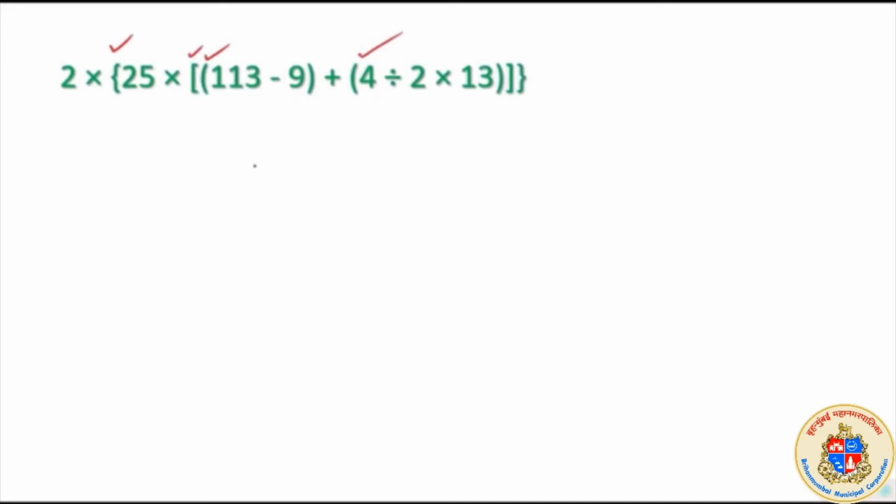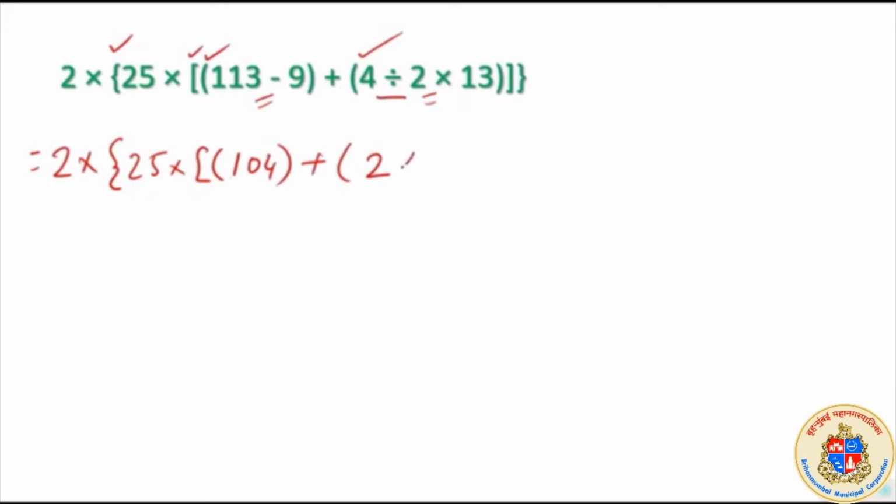So the thing is that we are supposed to start from the inner bracket and open one after another, one after another, and do the outermost last. So let me try how to do it. 2 into the curly bracket, 25 into, then square bracket, then round bracket. 113 minus 9 is equal to 104. Close that bracket. 4, again 4 divided by 2, which is equal to 2 into 13. Close that bracket, close the square bracket, close the curly bracket.